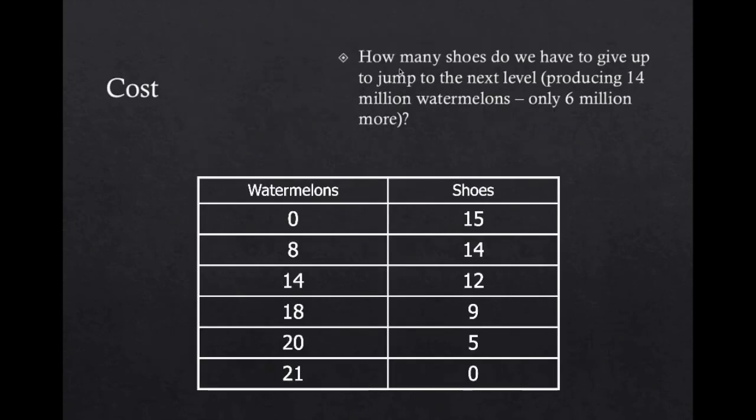So look at it again. How many shoes do we give up to jump to the next level, producing 14 million watermelons? Only 6 million more. These are millions, by the way. So if we go from 8 million watermelons to 14 million watermelons, what happens to our shoes? We go negative 2 million pairs of shoes. So your opportunity cost is 2 million pairs of shoes.